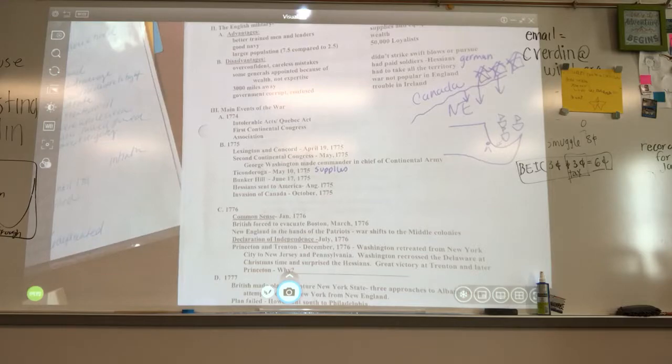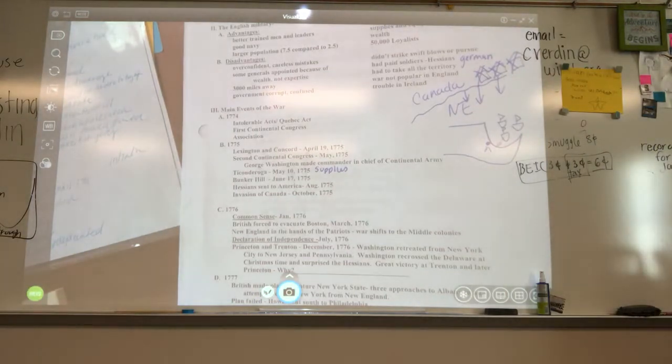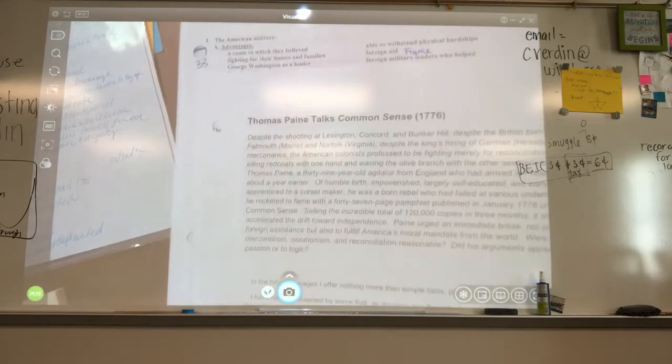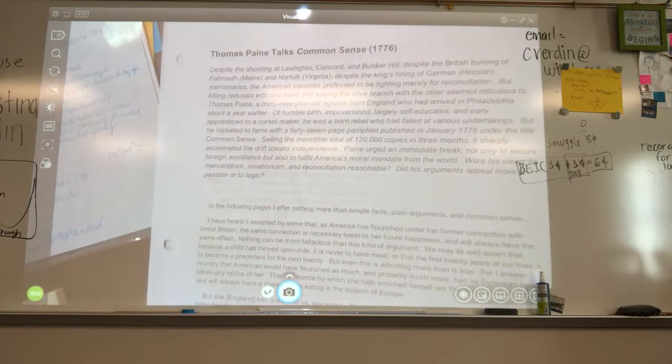It says, despite the shooting at Lexington and Concord and Bunker Hill, despite the British burning of Falmouth, Maine, I did not get to talk about that, but they're burning it because they're trying to come in and invade New England. And despite the king's hiring of German Hessian mercenaries, the American colonists professed to be fighting merely for reconciliation.